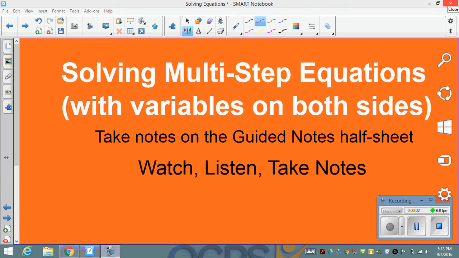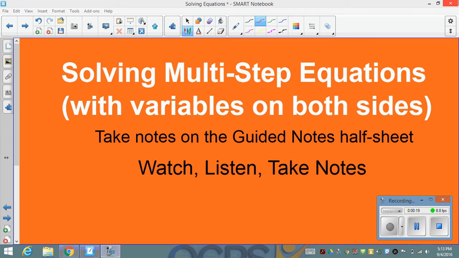We've talked about solving one-step and multi-step equations. In this video, we are going to talk about solving multi-step equations that have variables on both sides of the equal sign. So anytime I say both sides or left side, right side, it's always in reference to the equal sign.